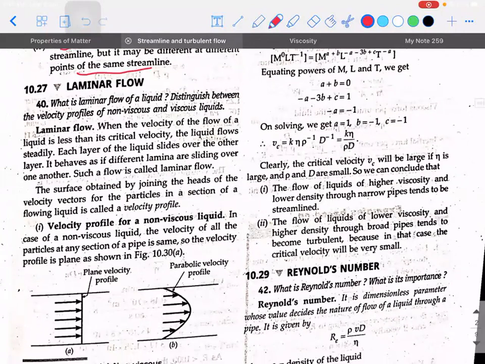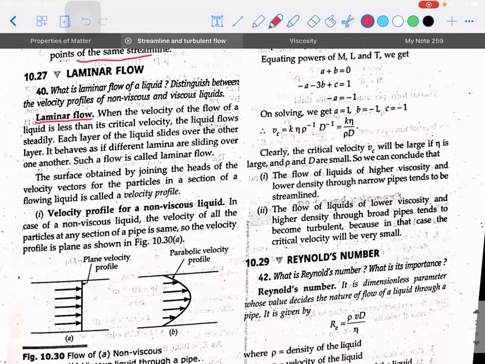Next is something called laminar flow. So what does laminar flow mean? When the velocity of the flow of a liquid is less than its critical velocity, then the liquid flows steadily. Steadily means it will have a streamline motion. So each layer of the liquid slides over the other layer. It behaves as if different lamina are sliding over one another. Such flow is called laminar flow. It means if you look from the top view, then the liquid layers will appear like this. So lamina means a two-dimensional shape.